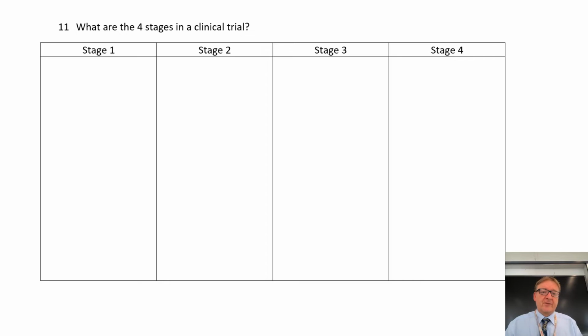Right, number 11, what are the 4 stages of clinical trials? So we're talking here about clinical, which is when we're talking about humans. Preclinical trials is when you're doing drug tests on cells or small animals like rats or guinea pigs, or large animals like dogs, pigs or monkeys. This is then the 4 stages of the clinical trials.